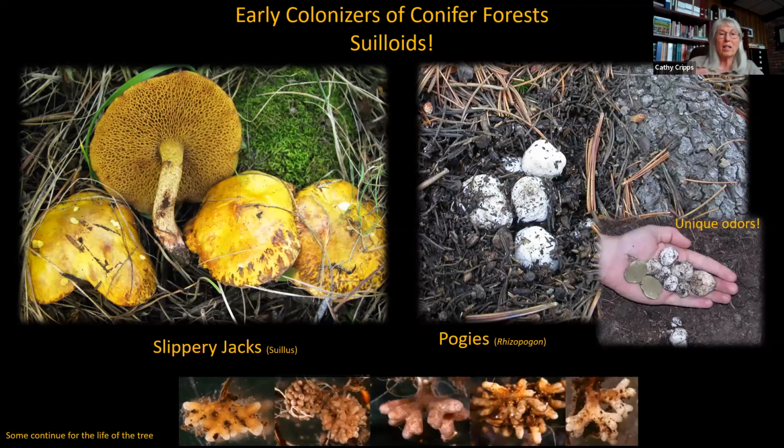So the slippery jacks get their spores out by the wind. But what about pogies? They're underground and the spores are inside. So how do those spores get out? Well, some of these are called false truffles, not the true truffles, but false truffles. And they've developed unique odors. And those unique odors attract mammals, which eat them and spread the spores. How does that work?